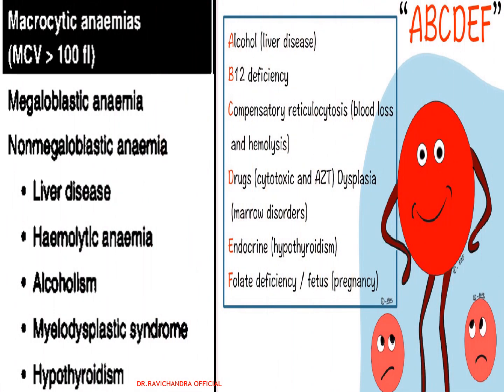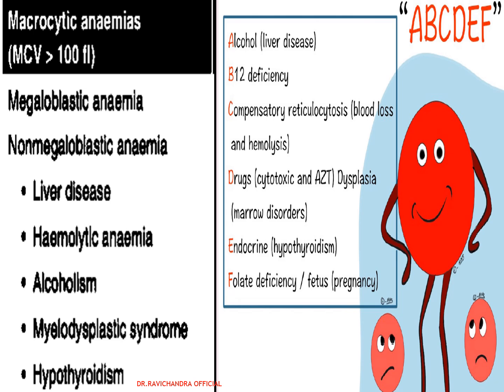Macrocytic anemias can be megaloblastic anemias or non-megaloblastic anemias. In megaloblastic macrocytic anemias, megaloblasts are seen, which are erythroid precursors seen in the bone marrow due to abnormal DNA synthesis. Vitamin B12 deficiency, folic acid deficiency, myelodysplastic syndromes, and chemotherapy effects will cause this megaloblastic macrocytic anemia.